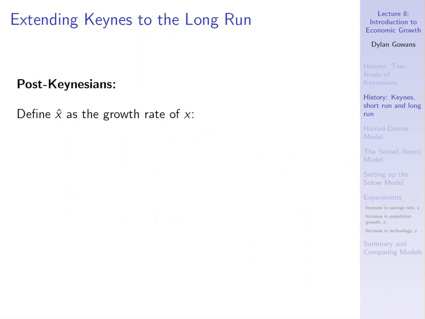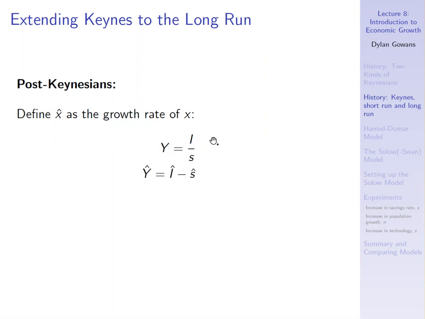Well, now define a hat above a variable as its growth rate. So for example, x hat is the growth rate of x. Let's apply this simply here. Remember, we have that Y is equal to I over s, right? Output is determined by demand, and demand is given by the right-hand side of this equation.